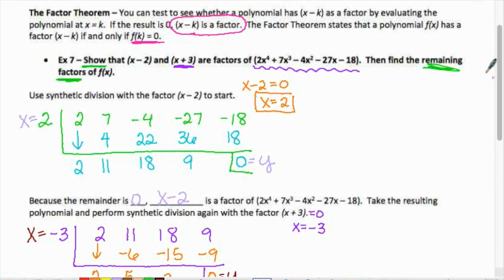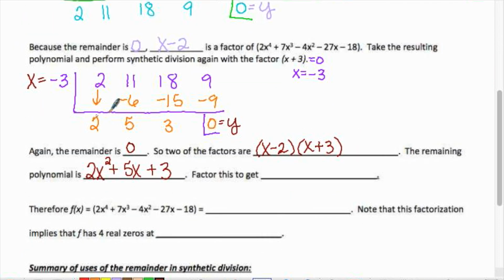Okay, come back up here. Remember what we were trying to do was show that they are factors, which we did. And then we need to find the remaining factors. Well, the remaining factors are going to come from the quotient that I have here. Can you factor this? Should be able to. We get 2x here and x here. And let's see if we put a 3 here and a 1 here and a plus and a plus. That would give me a positive 3. Insides are 3x, outsides are 2x, and those add up to 5x. So there's our remaining factors.